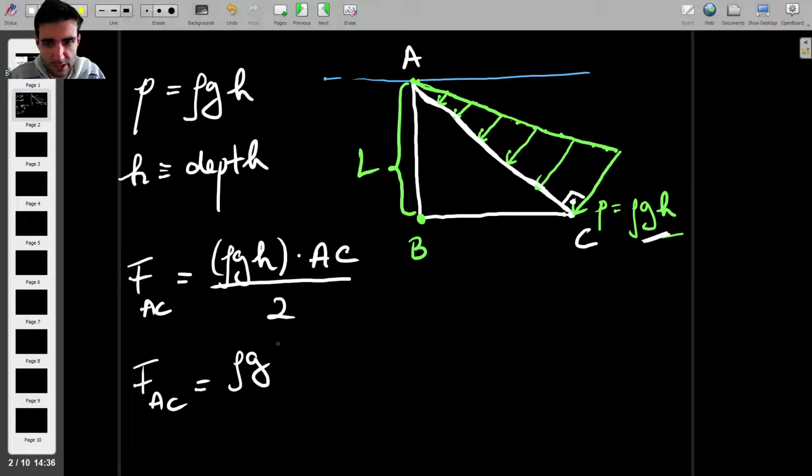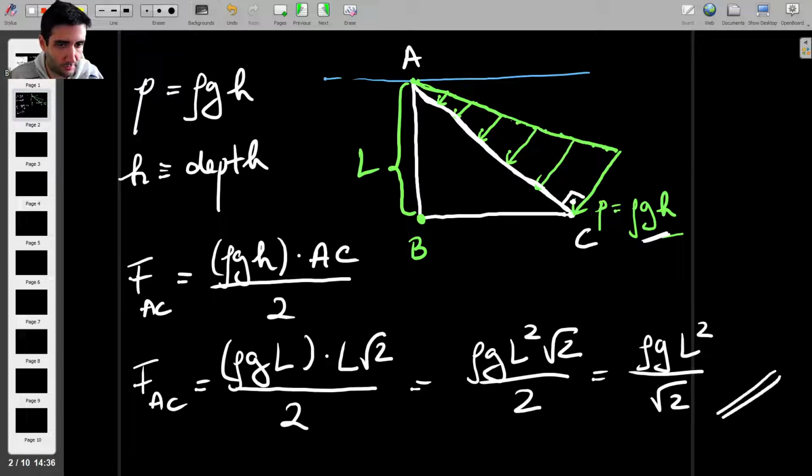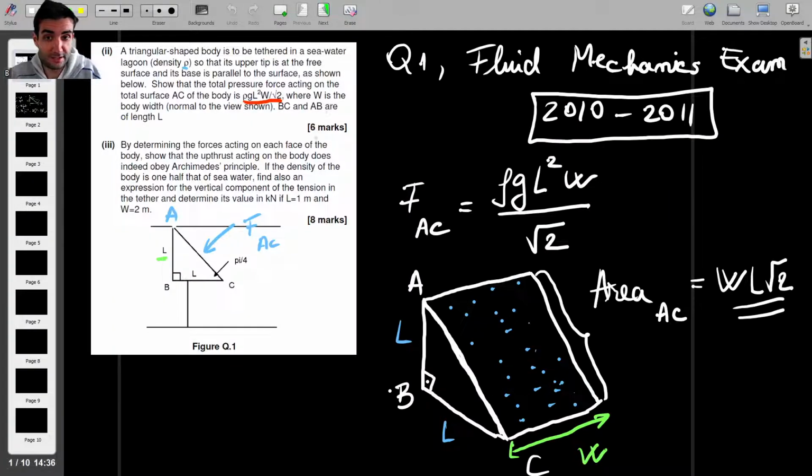So that's going to be rho GL multiplied by AC, and AC is L root 2 over 2. Okay, so the answer for that is rho GL squared root 2 over 2. And that's the first part of the question, because rho GL squared root 2 over 2 is the same as rho GL squared divided by square root of 2. And that's FAC.